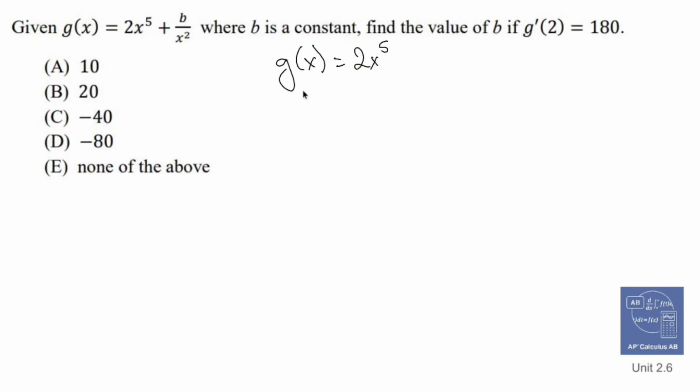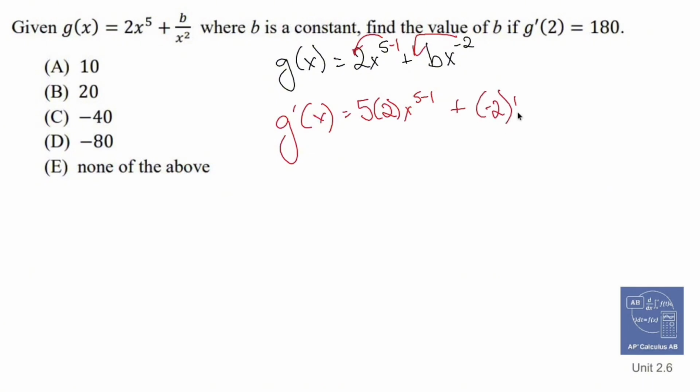Now I'm going to use the power rule. This isn't good for the power rule right now because x is on the bottom, so I'm going to move x to the top and make it x to the negative 2 power. Now I can apply the derivative. g prime of x has me dropping this 5 down and multiplying it to 2, times x, and subtracting 1 from the exponent, so 5 minus 1. Drop this negative 2 down, so plus negative 2 times b, and then subtract 1 from that negative 2, so negative 2 minus 1.